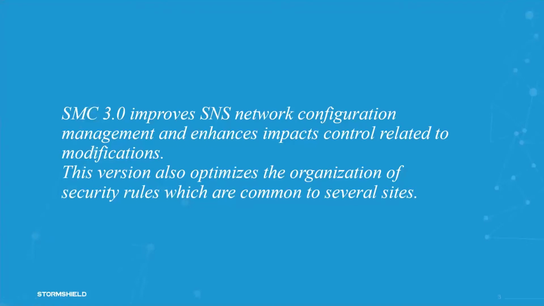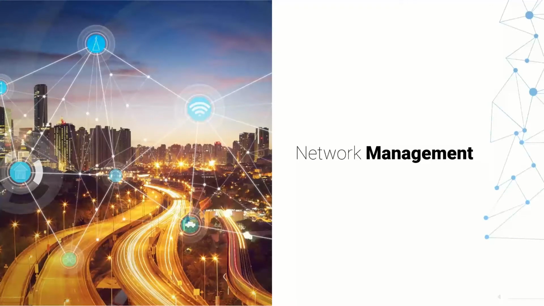So basically, just to introduce this new version of SMC. SMC 3.0 is a new version that improves SNS network configuration management and also enhances the impact control related to local modifications. Also, thanks to this version, we optimize the organization of security rules which are common to several sites. So now, if we go first to the first feature, which is the network management.